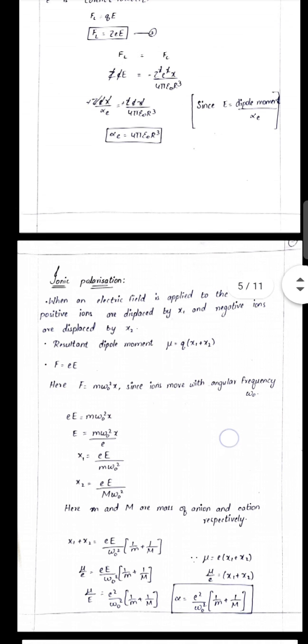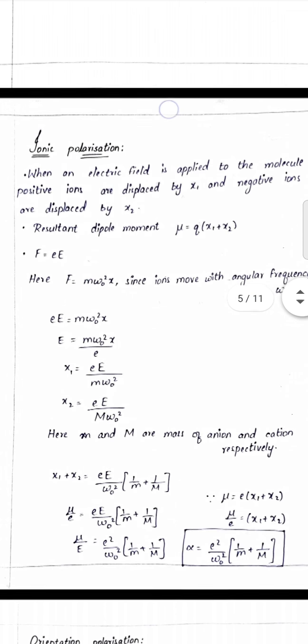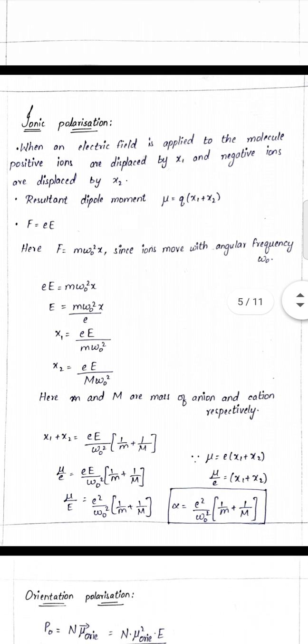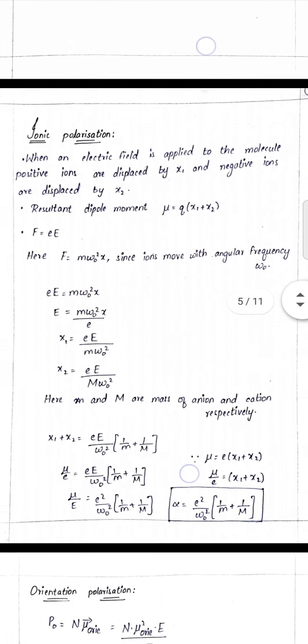Now let's see ionic polarization. When an electric field is applied to the molecule, positive ions are displaced by x1 and negative ions are displaced by x2. So two displacements are happening, one of the positive charge and one of the negative charge. What will be the resultant displacement? The actual formula of the dipole moment is mu equals q into r, where r is the distance displaced. But here there are two ions displacing, so the resultant dipole moment will be mu equals q of x1 plus x2.